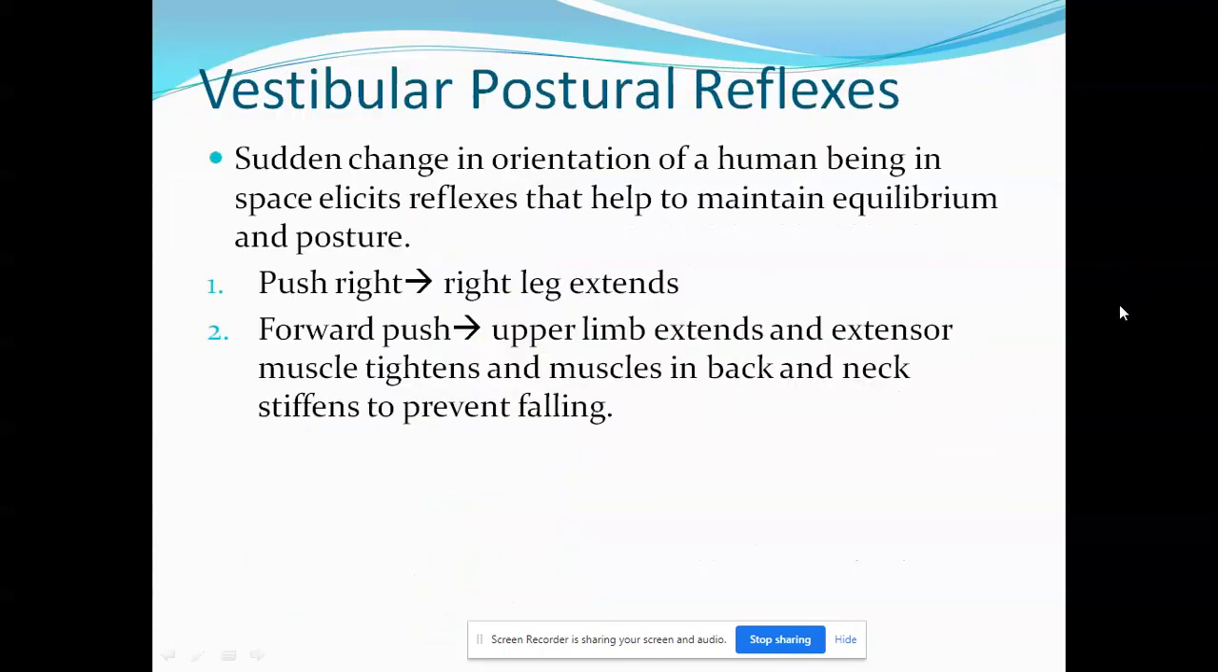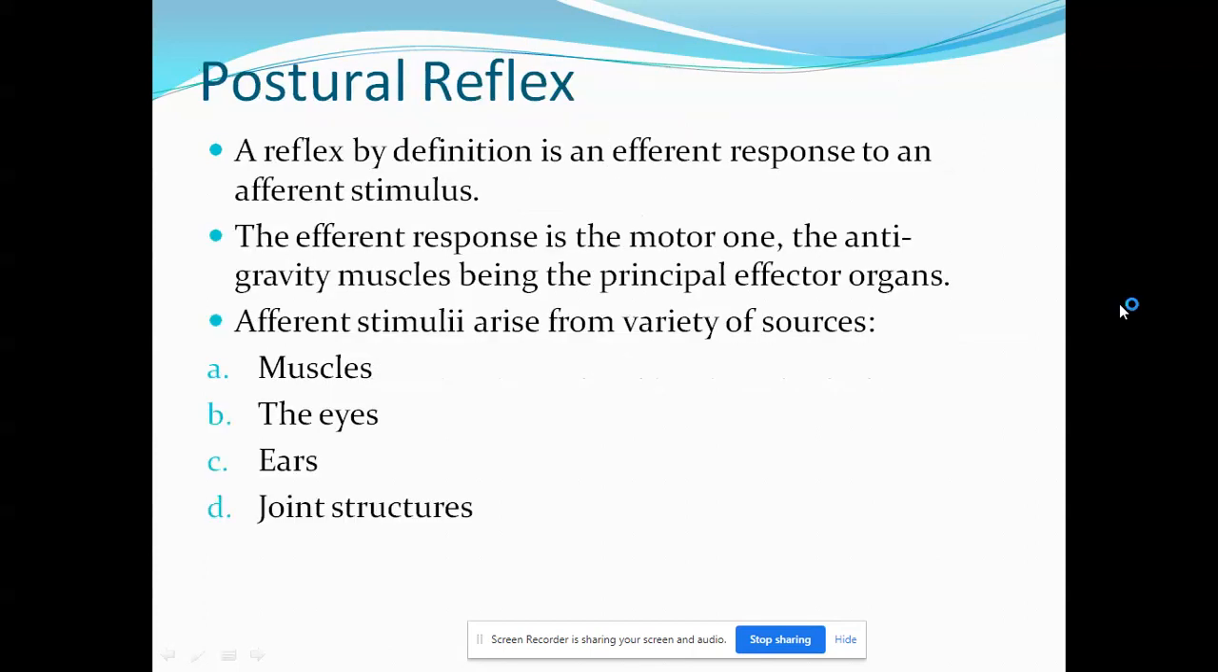Okay, coming to the next part, that is your vestibular postural reflex. Any sudden change in orientation of a human being in space elicits reflexes that help to maintain equilibrium and posture. Now, what are the reflexes? First one, push right: the right leg is extended. Second one, forward push: upper limb extends and the extensor muscle tightens and the muscles in back and neck stiffen to prevent the falling. These are nothing but vestibular postural reflexes.